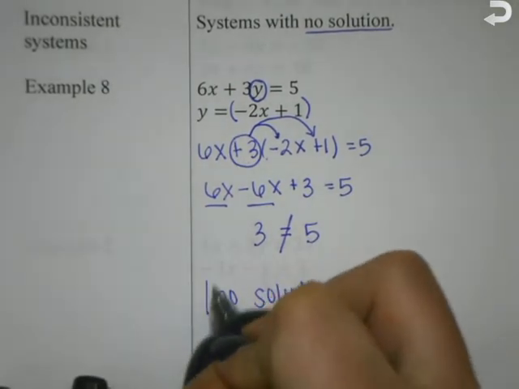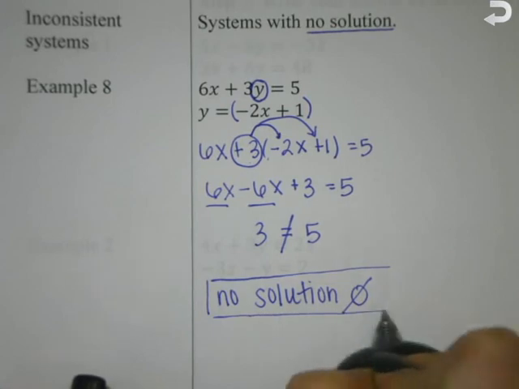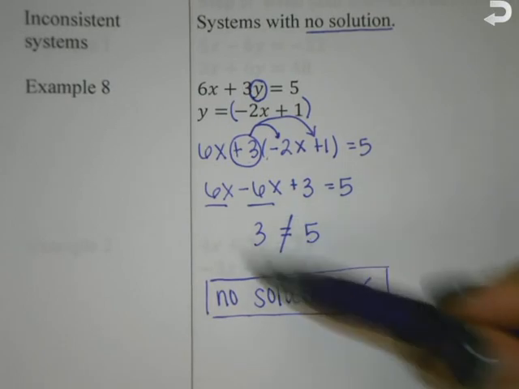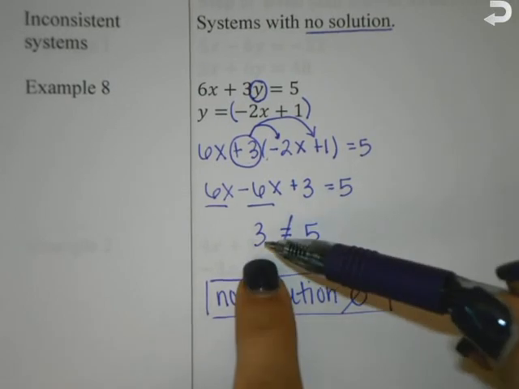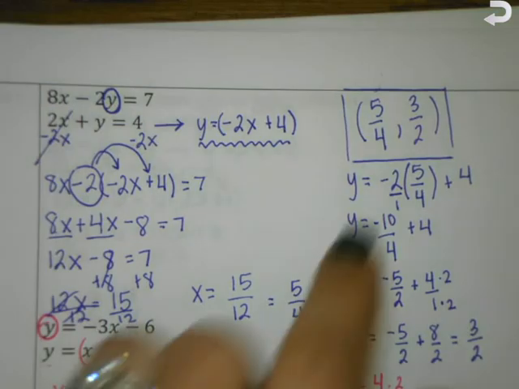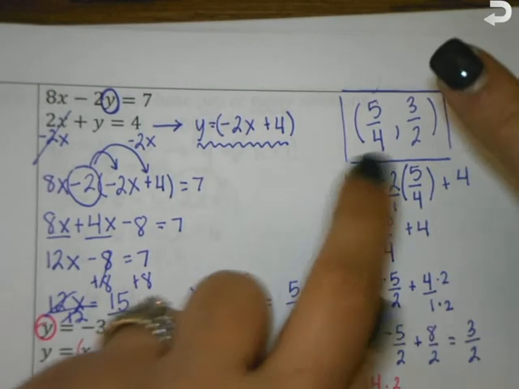So, moral of the story. Anytime everything cancels or you end up with a totally true statement like 0 equals 0, you have infinitely many solutions. Anytime everything cancels and you end up with a false statement like 3 equals 5, there is no solution. All of the other problems that we have done today and yesterday, where you write your answer as an ordered pair, that's one single solution. Does that make sense? Okay?